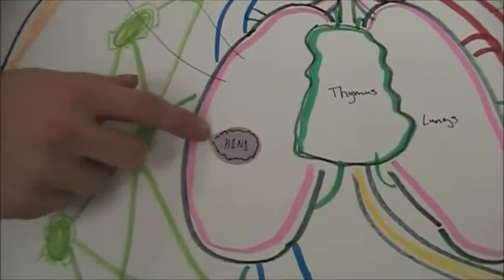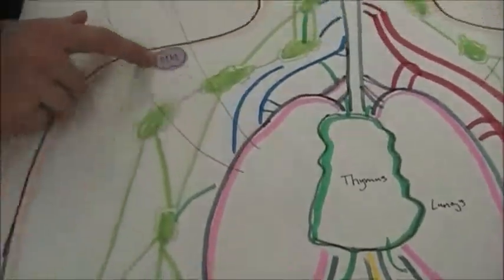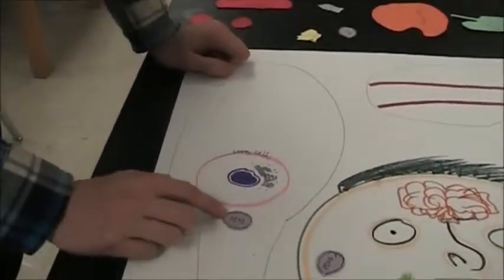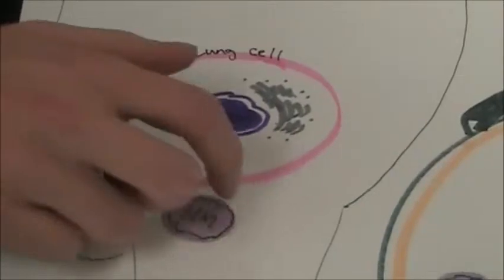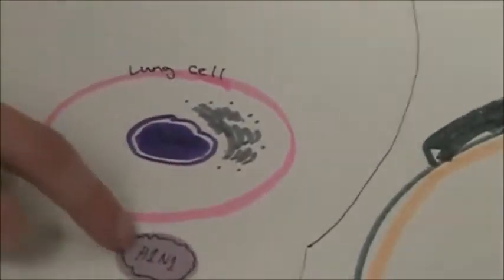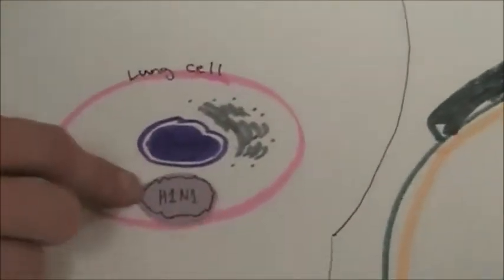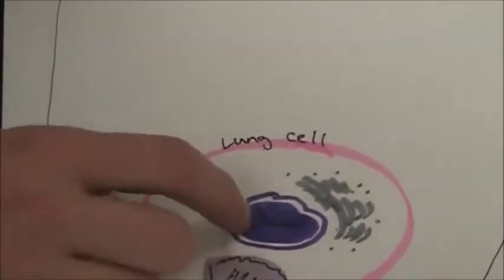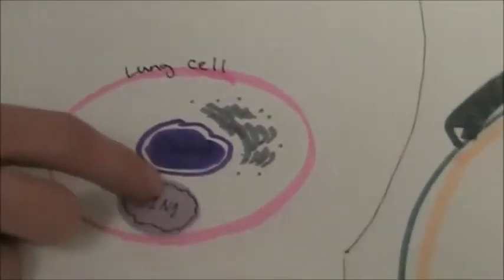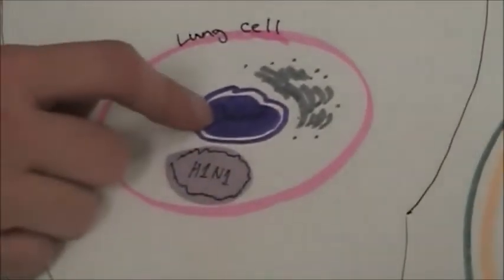So we have our H1N1 in the lung, so we'll zoom in on a single cell. The H1N1 is going to attach itself to the membrane and then travel in because its proteins on the outside will match the ones that are on the membrane, allowing it in. And once inside, it's going to release its RNA into the nucleus, and that RNA is actually going to outcompete the RNA from the normal cell.